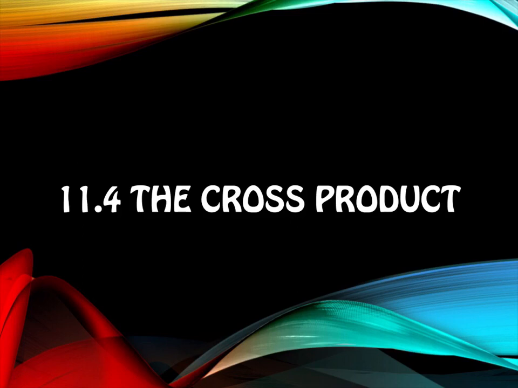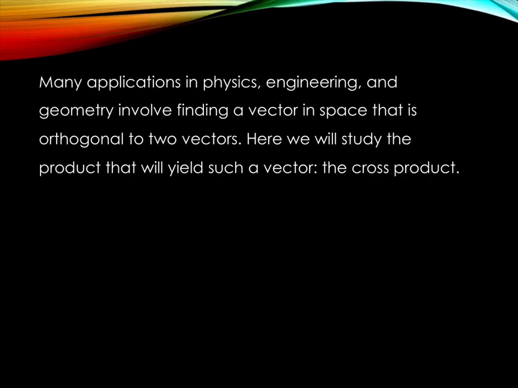So what we're going to take a look at with cross products is something a little different. We have many applications in physics, engineering, and geometry that involve finding a vector in space that is orthogonal to two vectors. What did we say orthogonal meant last time? Perpendicular, yeah.